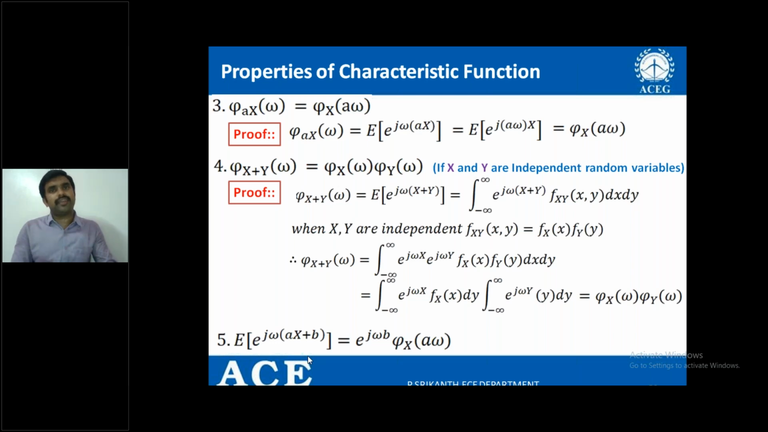So in total, 5 properties we have discussed for the characteristic function. The first property is pi x of 0 equal to 1. Second property is pi x of minus omega equal to pi x of omega bar. Third property is pi x of omega equal to pi x of a omega. Fourth property is pi x plus y of omega equal to pi x of omega into pi y of omega. And the fifth property is expectation of e power j omega into ax plus b is e power j omega b into pi x of a omega. Right? So you need to remember the 5 properties along with the proofs.